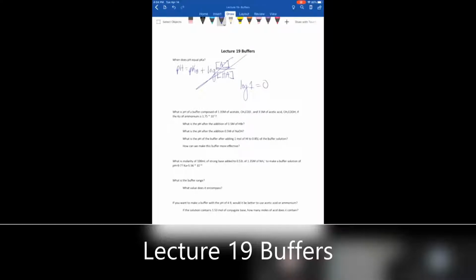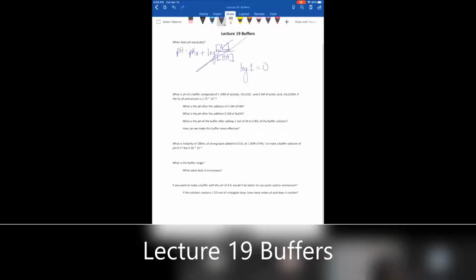So the second question, and I think this worksheet's a little shorter in terms of content, because I split up the last lecture into 2 parts, with the buffer lecture 19, and then lecture 20 would be on Friday, because I realized if I did it all at once, I wouldn't have enough material.